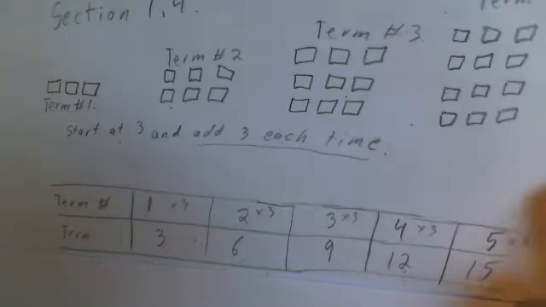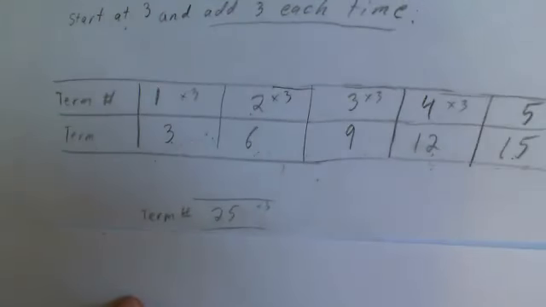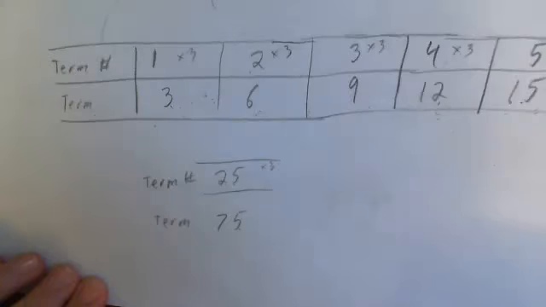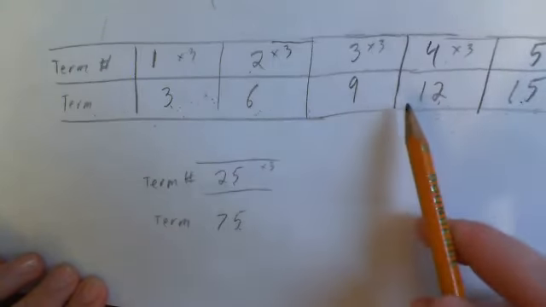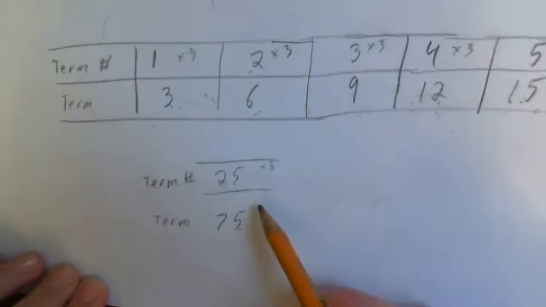Well, how about this? If I had just added 3 each time, I'd have to do them all in order. But what if, say, I wanted to find out term number 25? How many blocks were in term number 25? Well, now I know I just go times 3. 25 times 3 is 75. So without having to go through every single step, every single term number, I can figure out that there are going to be 75 blocks in term number 25.